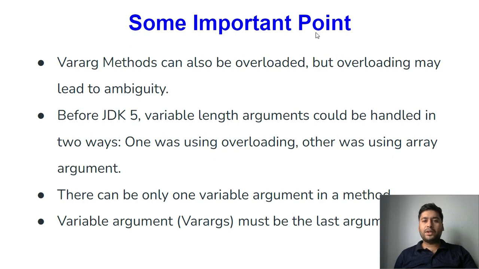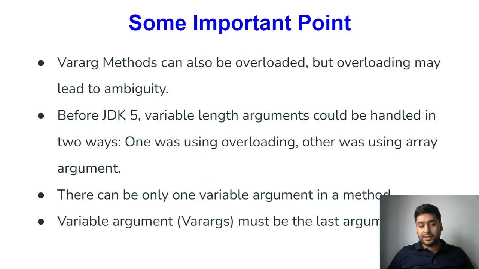Another thing is some important points. A var-args method can also be overloaded, but overloading may lead to ambiguity. You can overload it, that is fine, but sometimes it leads to ambiguity. Ambiguity means duplicate, or something like an error. Before JDK5, variable length arguments could be handled in 2 ways. One was using overloading, the other was using an array argument. So previously we were taking the help of an array, otherwise doing it with overloaded methods. But JDK5 onwards launched var-args, and var-args is very helpful.